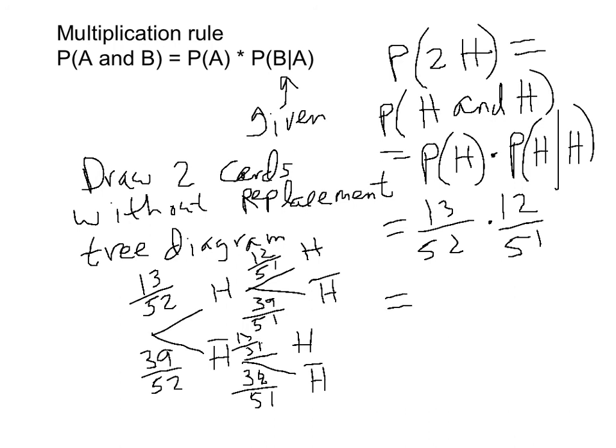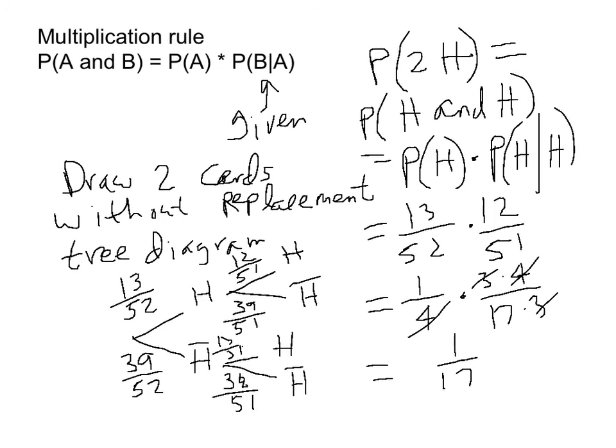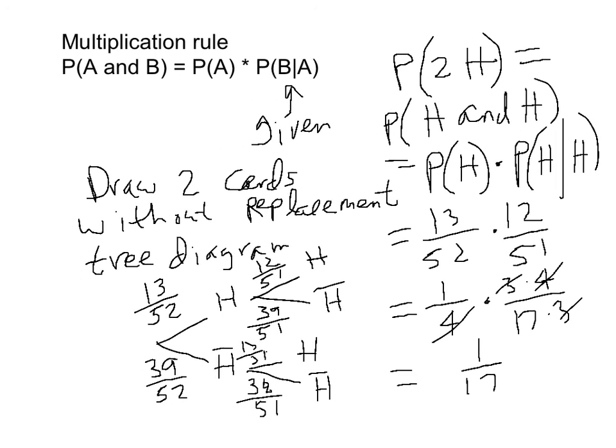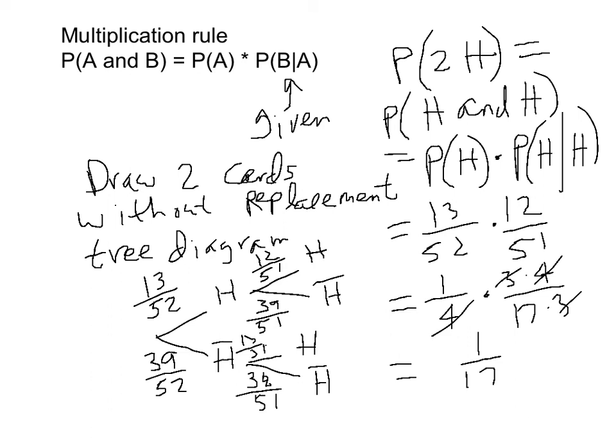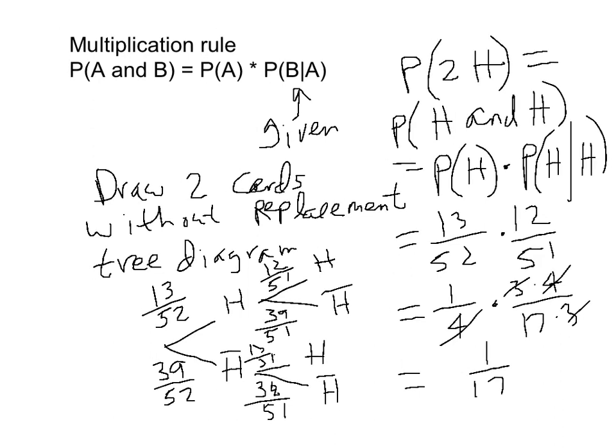This can be reduced. 13 and 52 would give me 1/4. 12 is 3 times 4. 51 is 17 times 3. The 4s would cancel, the 3s would cancel, and I would wind up with 1/17. This notation, the probability that event B would occur given A has occurred, is called a conditional probability.